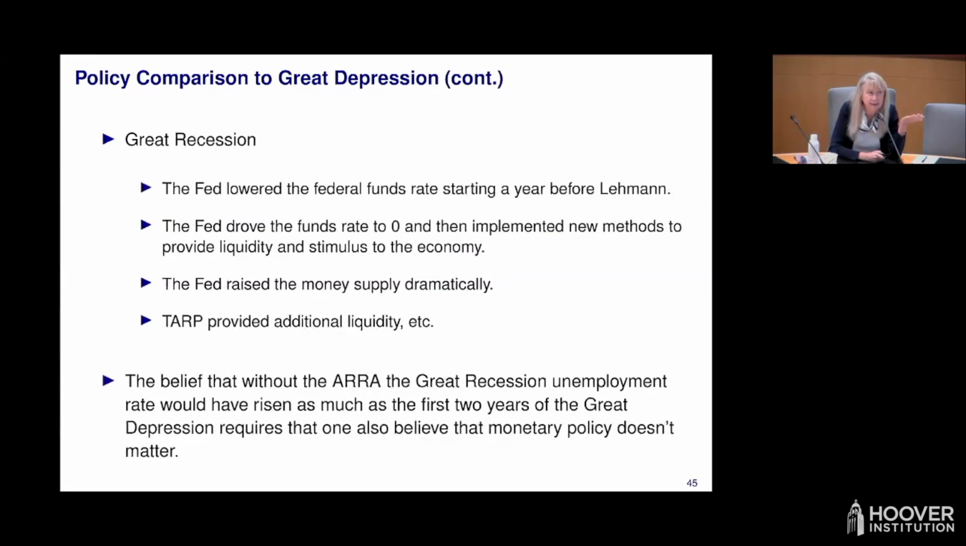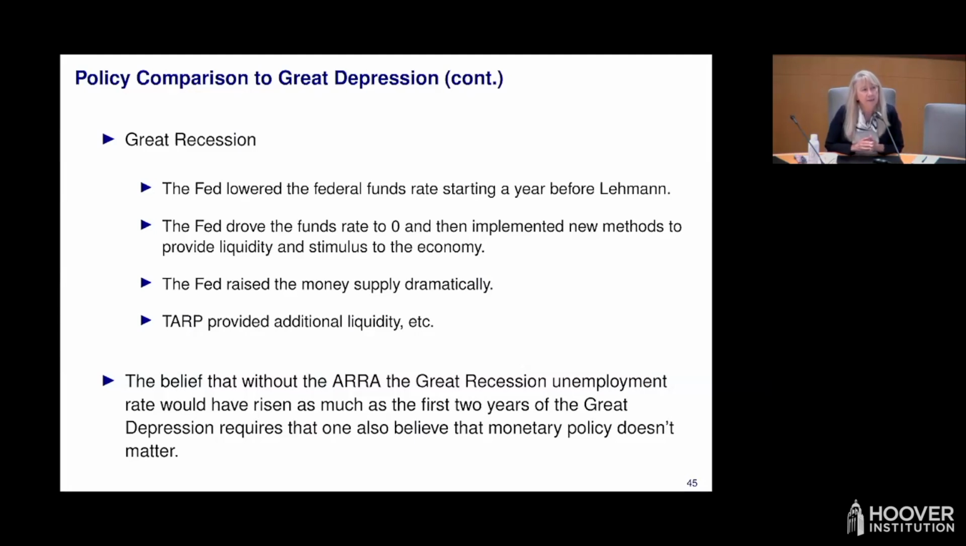In contrast, during the Great Recession, the Fed lowered the federal funds rate, starting a year before Lehman. The Fed drove the funds rate to zero and then implemented new methods to provide liquidity and stimulus. There was TARP. The money supply increased dramatically.